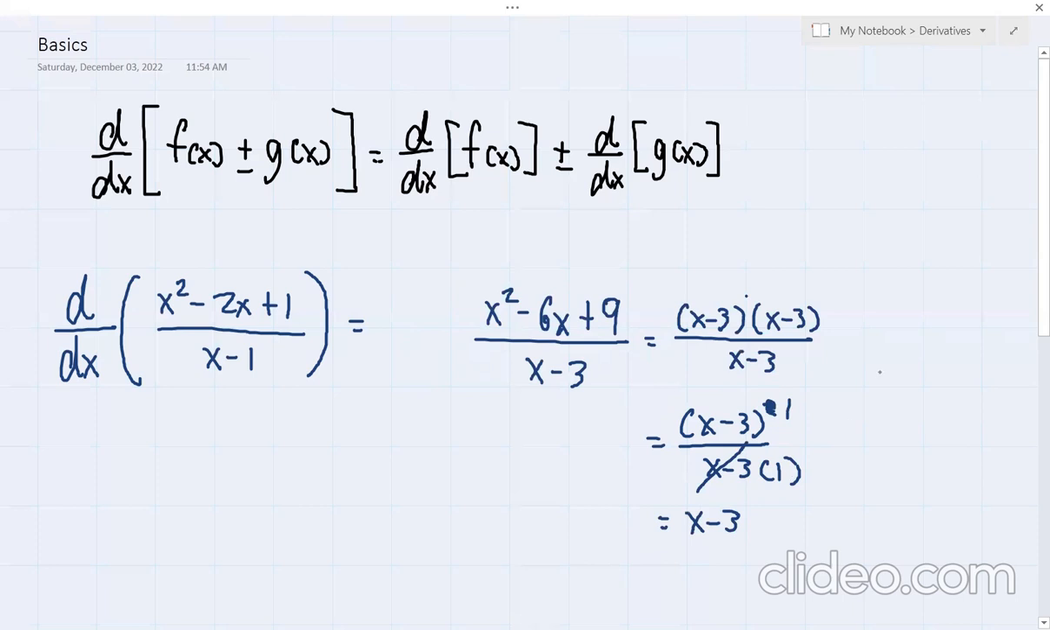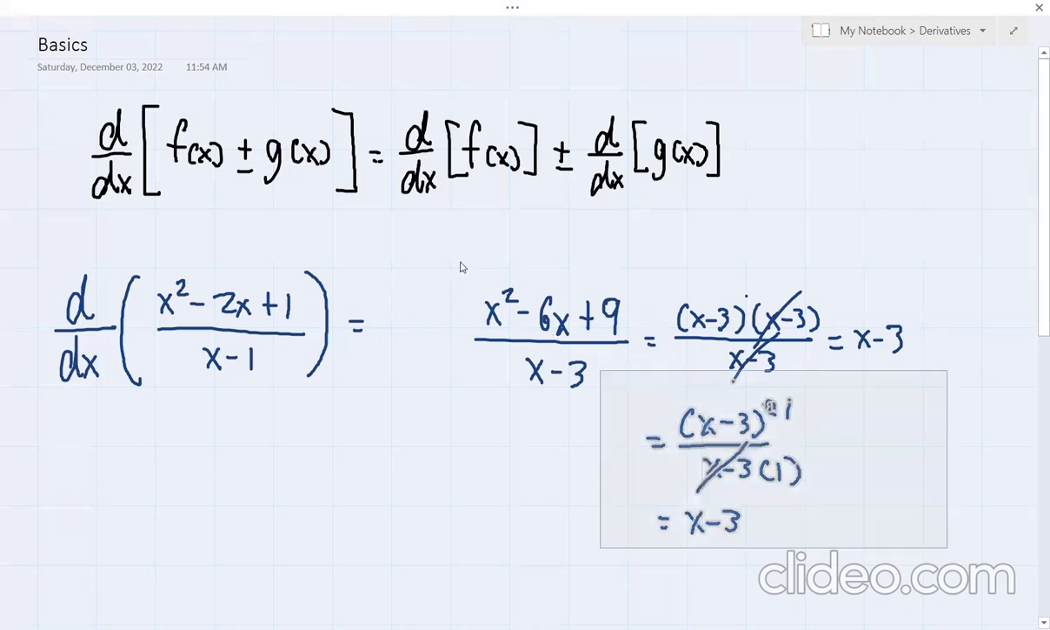Yun na yun. Okay? Or, better yet, tignan nyo to. Para di kayo malito. Di ba, x minus 3 times x minus 3 all over x minus 3. I-cancel ko si x minus 3 sa taas at saka sa baba. Anong sagot mo? X minus 3, di ba? So, tignan mo. We have already simplified the rational expression. Then, tingnan mo siya, oh. The terms are separated by the subtraction operation. Therefore, we can use sum and difference rule of differentiation.